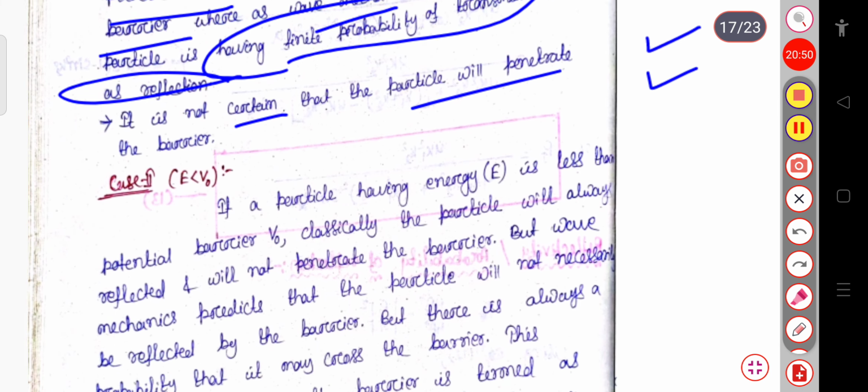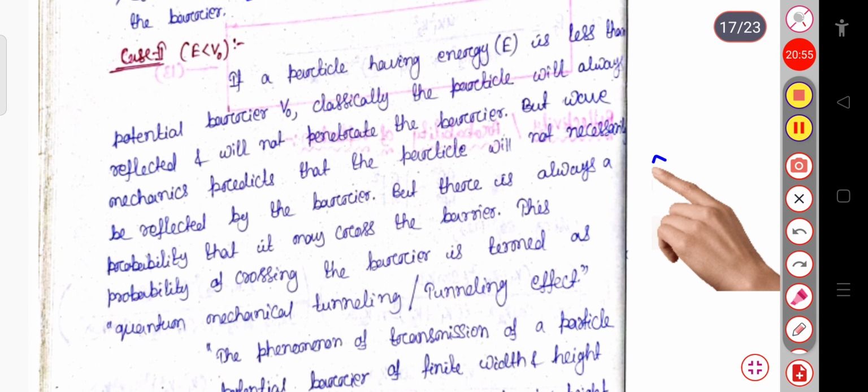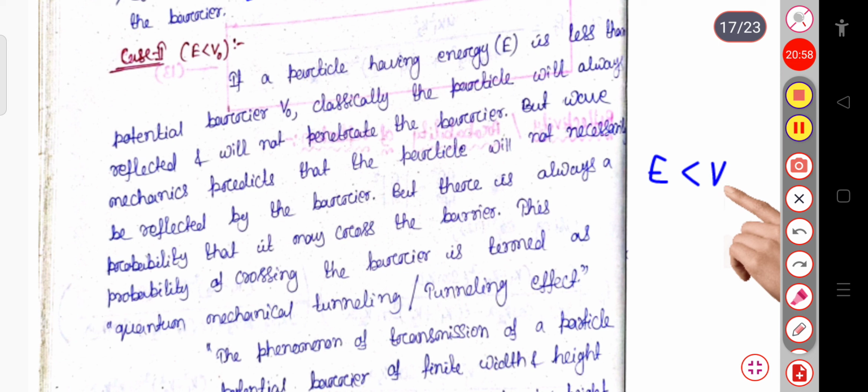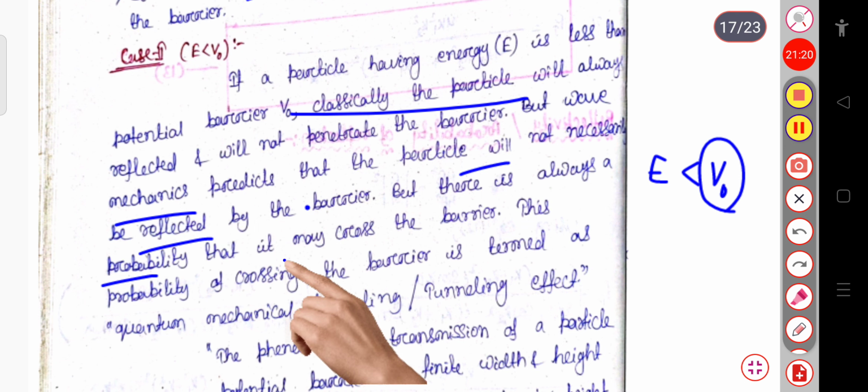Now we will see the second case, that is when E is less than V naught. When the energy is less than that of your potential, classically the particle will always get reflected, because the potential is high enough that the particle cannot penetrate through this barrier. But wave mechanics predicts that the particle will not necessarily be reflected by the barrier, but there is always a probability that it may cross the barrier. So when E is less than V naught, according to quantum mechanics we will definitely get a particle that crosses that barrier.